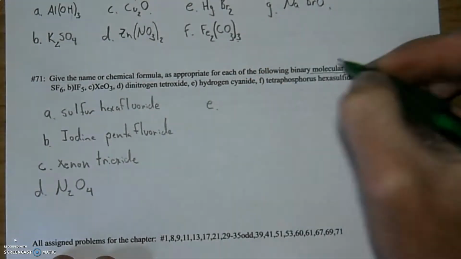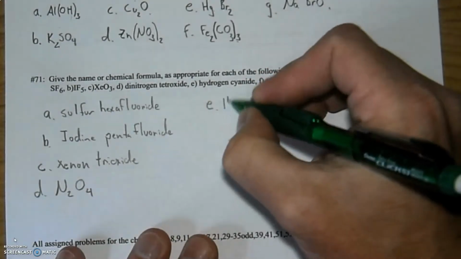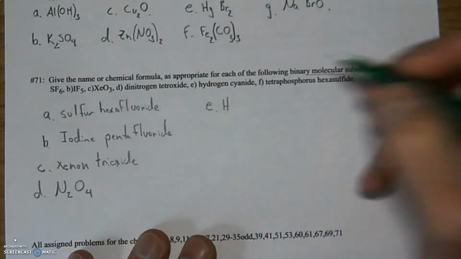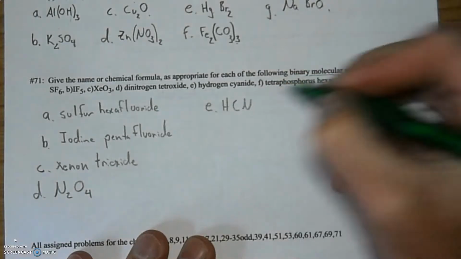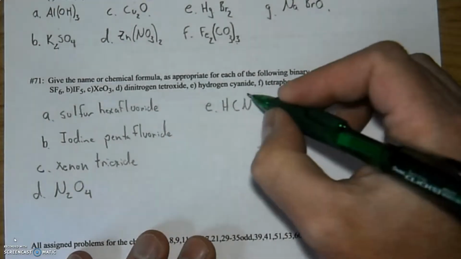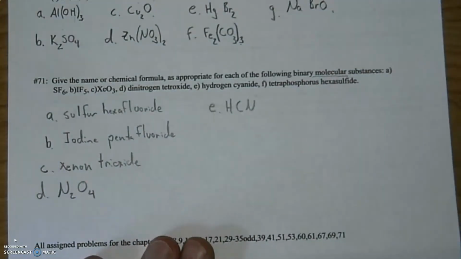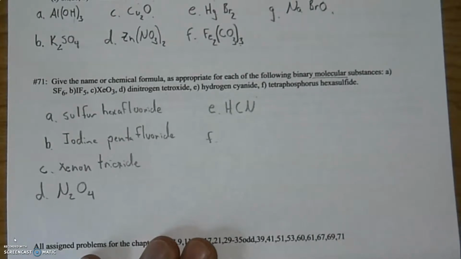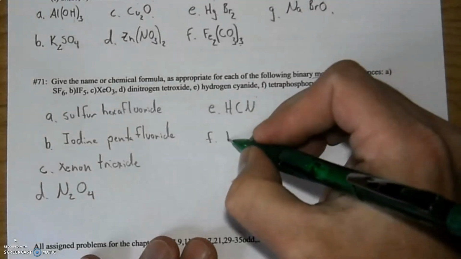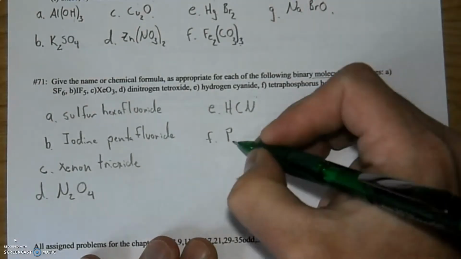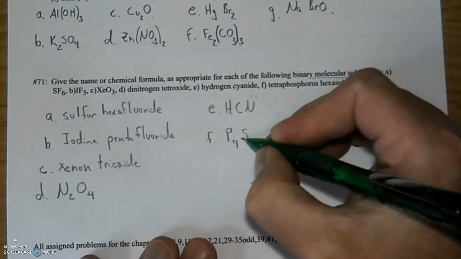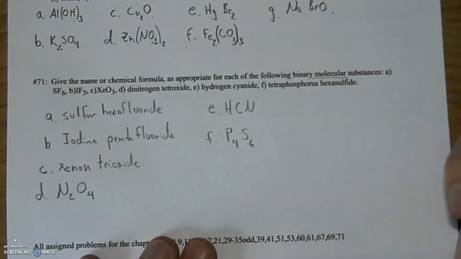E, hydrogen cyanide. Hydrogen, pretty easy. Cyanide is one of those polyatomics you should memorize. We don't see it very often, but it exists. CN 1 minus, so that 1 goes down here. There it is. Last one on here, F, tetraphosphorus hexasulfide. Okay, so phosphorus is P, and there's tetra, so that's 4. And then hexasulfide, sulfide, hexa is 6.